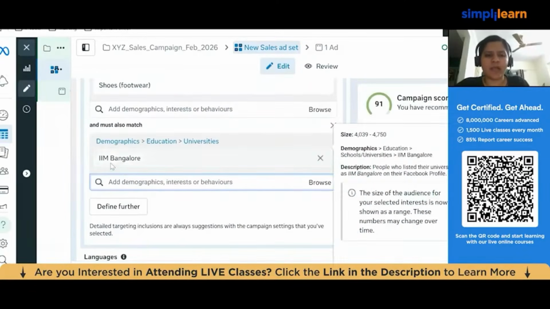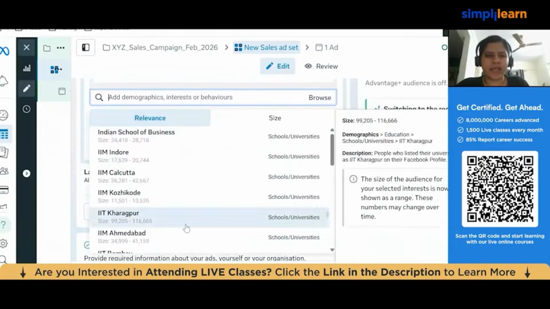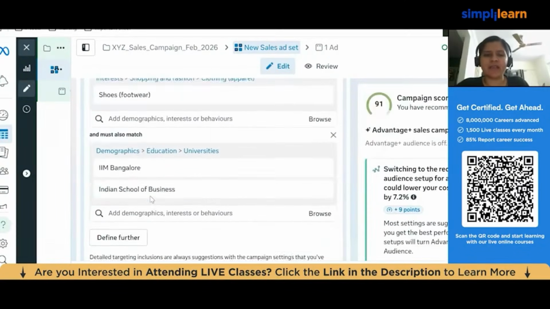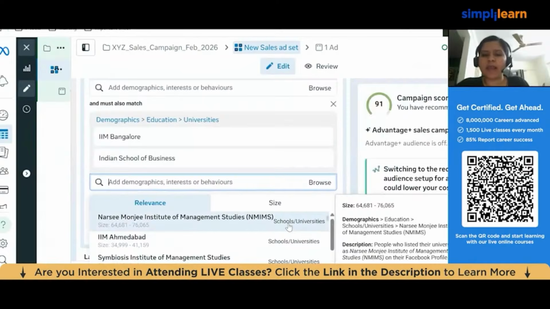And by the way, if I choose one, it will give me some similar suggestions over here. Can you see Indian School of Business? It is all showing under schools and university. By the way, here also it should show schools and university. Imagine it says interest. That would mean I'm interested to study in this college, not that I'm studying in this college. So you have to make sure it doesn't come under interest. It should always come under schools and university.